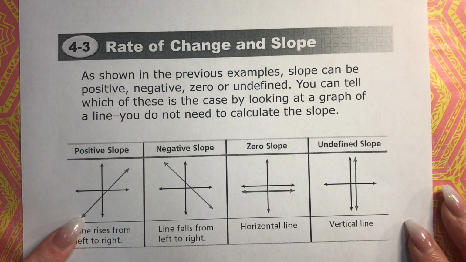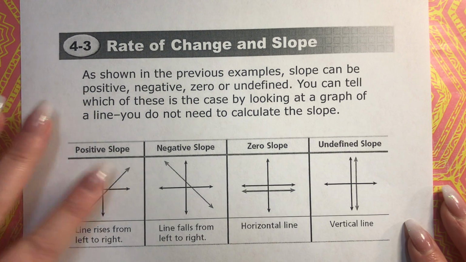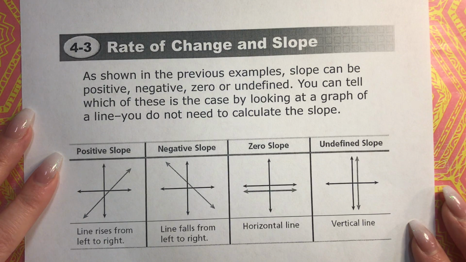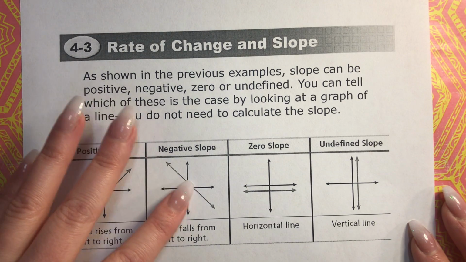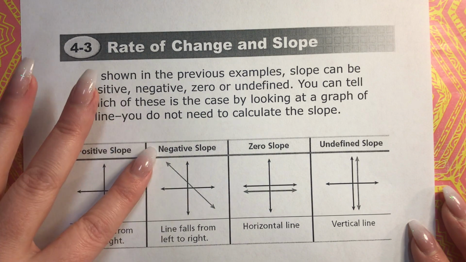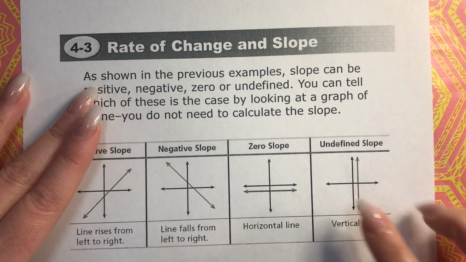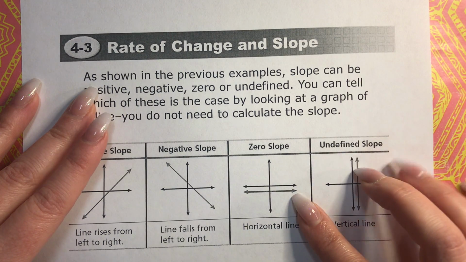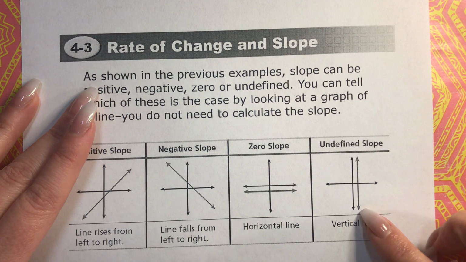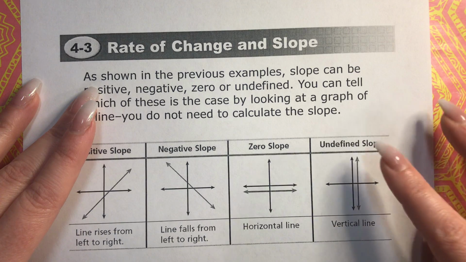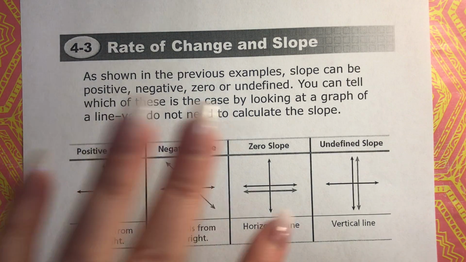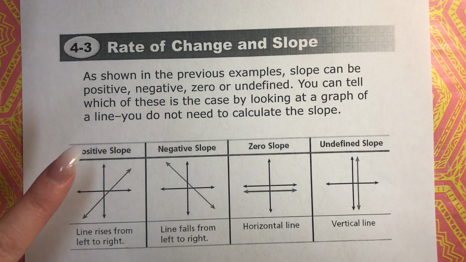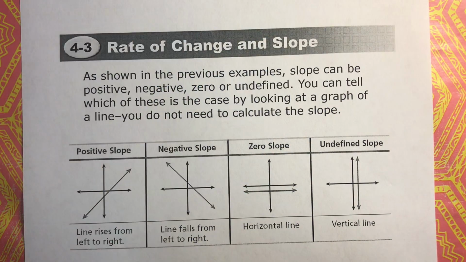So if you see here, anything where the line rises from left to right, see how it's pointing up here? That's going to be a positive slope. Anything where the line is falling from left to right represents a negative slope. When you have a horizontal line, that's going to be a 0 slope. And whenever you have a vertical line, the slope is going to be undefined. So basically you can just look at the picture and know whether you're dealing with a positive slope, negative slope, 0 slope, or undefined.